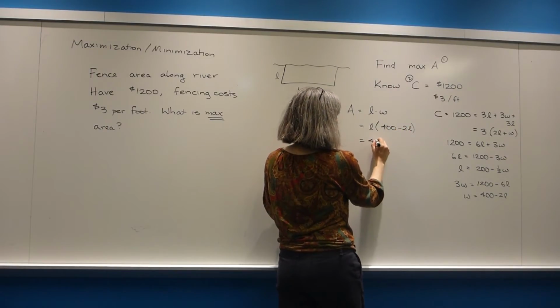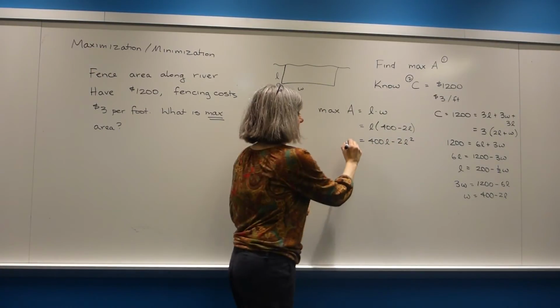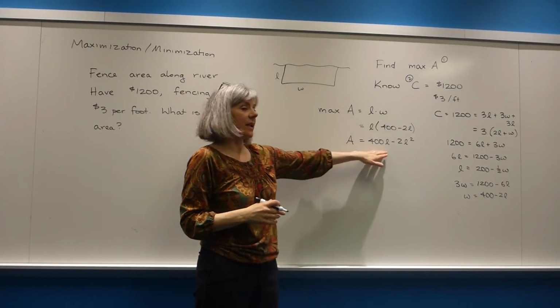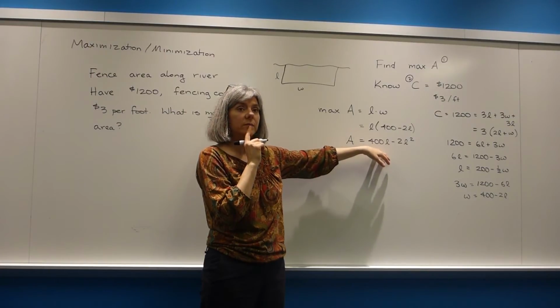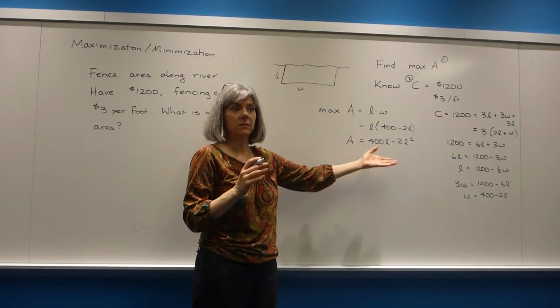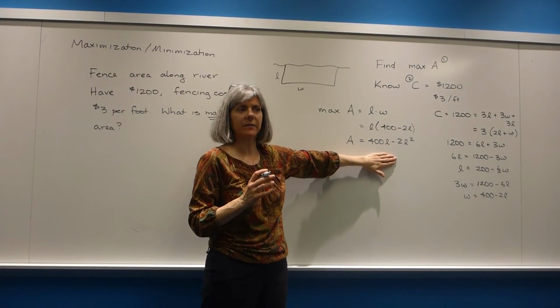So go ahead and multiply it out, 400L minus 2L squared. This is what I'm trying to maximize. Can I maximize that? And if so, what do I do? Take the derivative, right? Yeah. The beautiful thing about this is once you get down to this point, it's really easy after this.